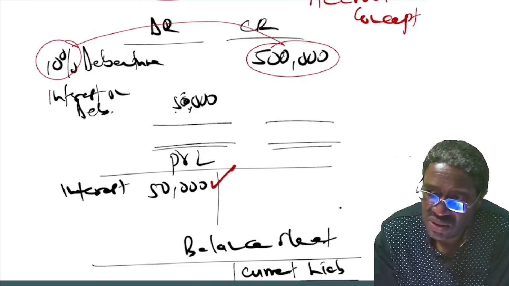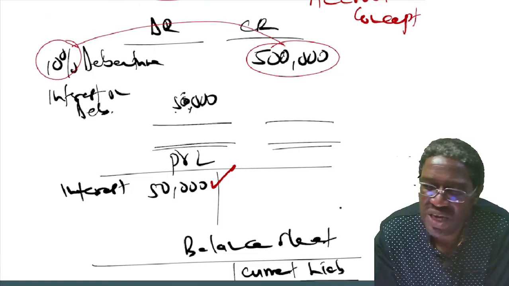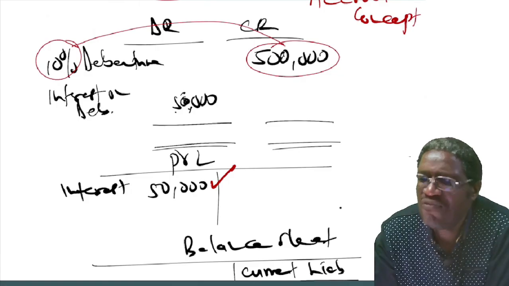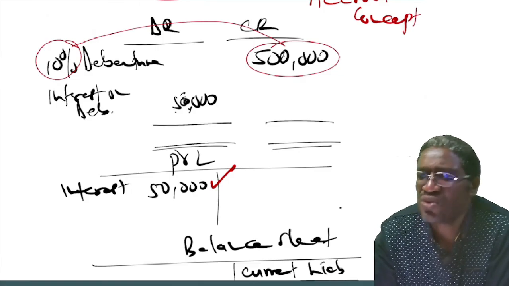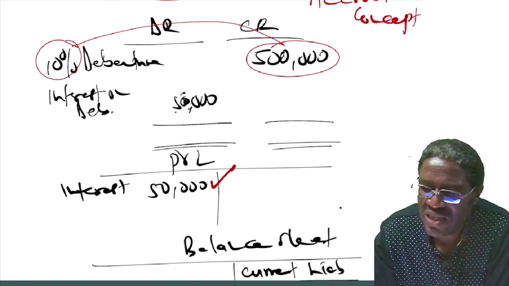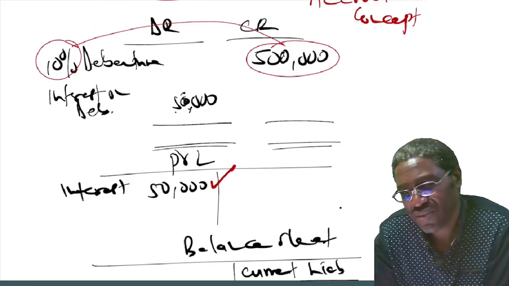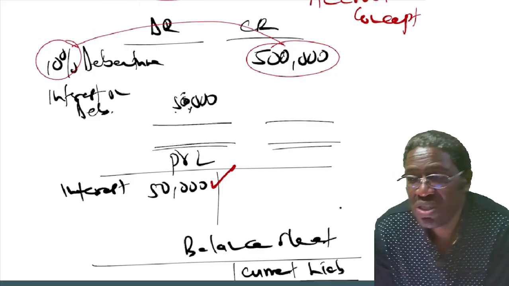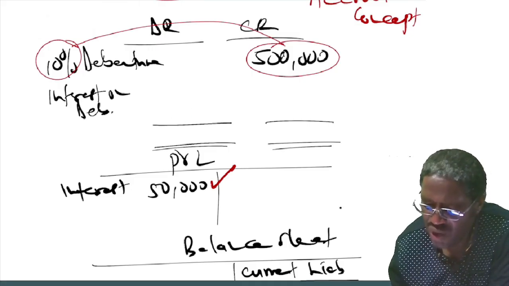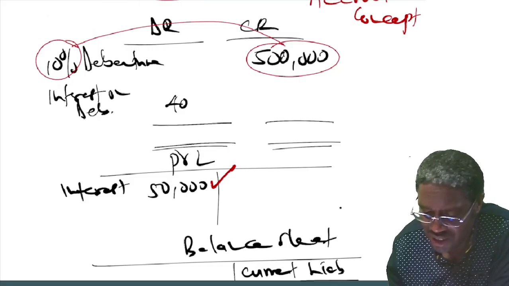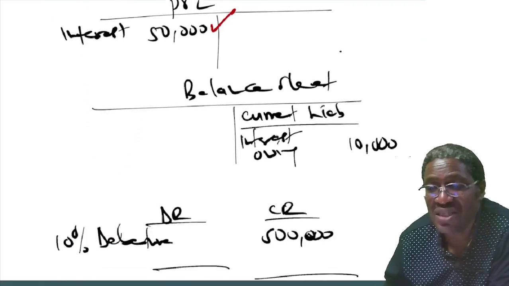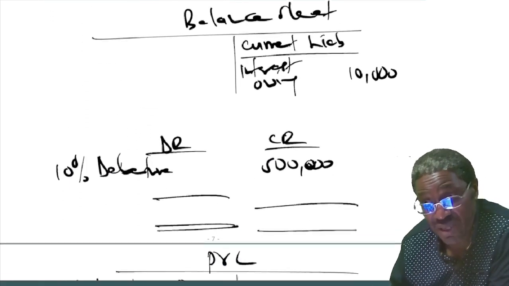Now listen. Rarely will the examiner give you this kind of trial balance, because even if you guess and you took 50 to the income statement, you will get it. If you forgot to take anything to the balance sheet, you will still get it. So rarely will the examiner give you this kind of scenario. But the examiner will always give you a scenario where part of the interest is paid, like that 40,000, or a scenario where no interest is paid.